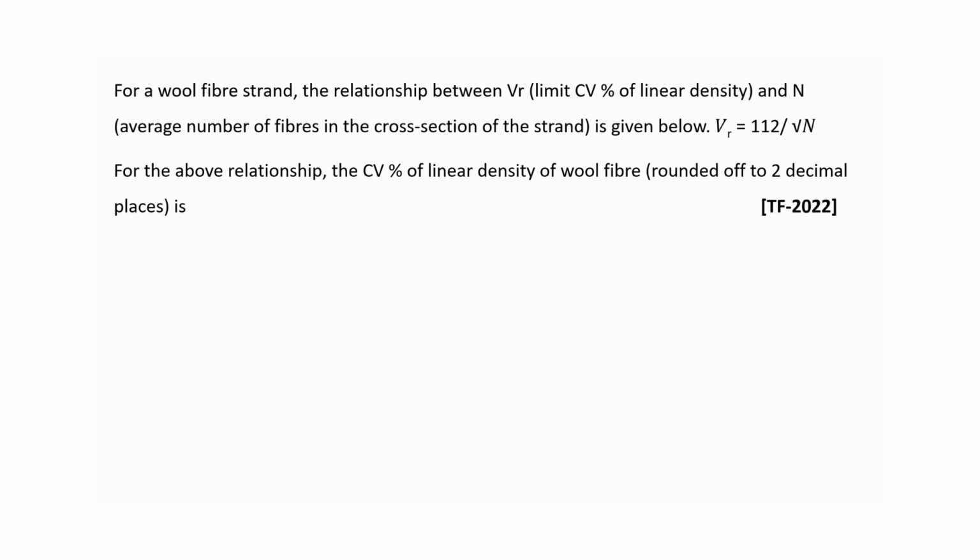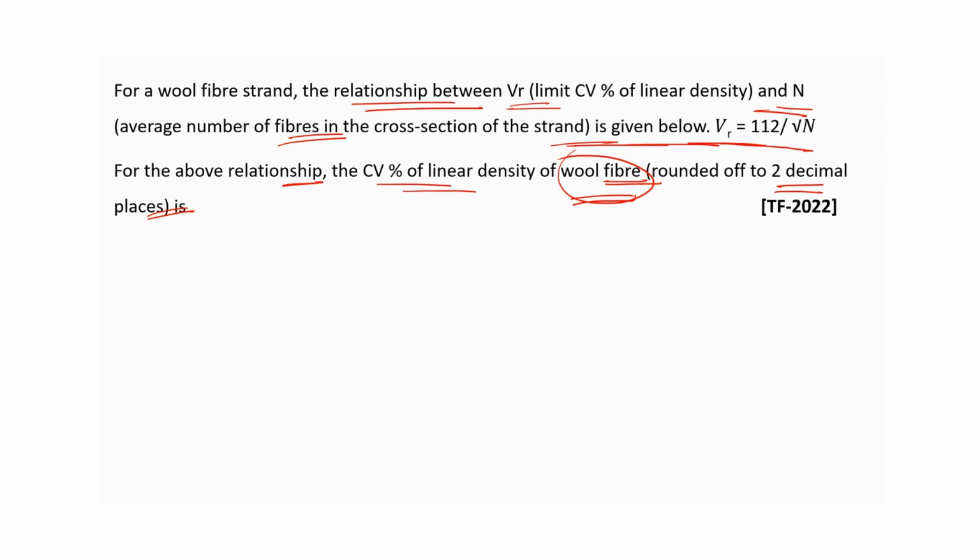For a wool fiber strand, the relationship between VR and n, the average number of fibers in the cross section of the strand, is given below: VR is equal to 112 upon root n. For the above relationship, the CV% of the linear density of the wool fiber, rounded off to 2 decimal places, is. You have to find the CV% of the wool fiber, where VR, CV% and everything is given.